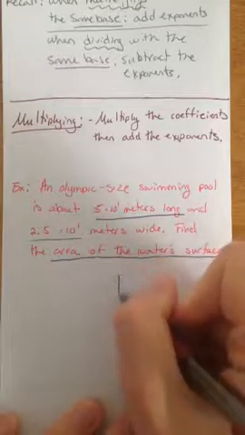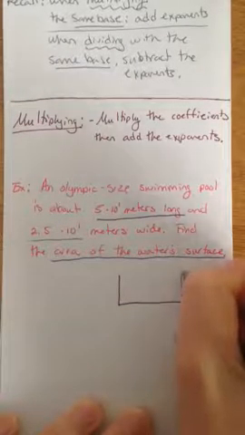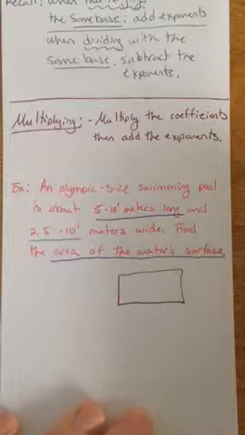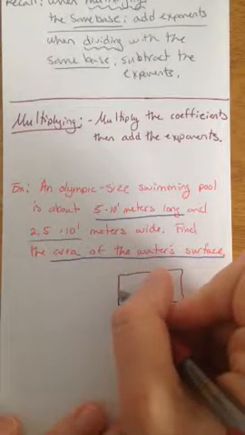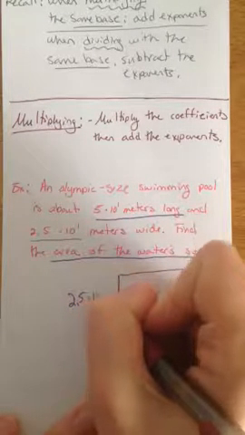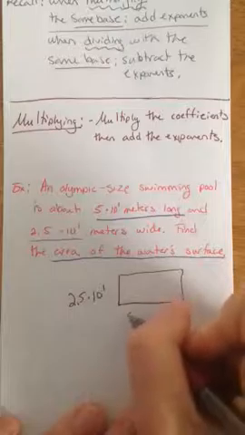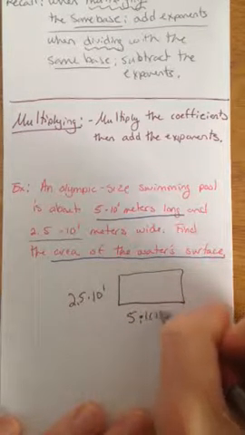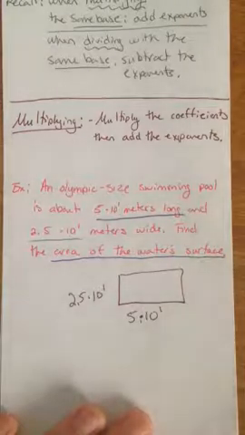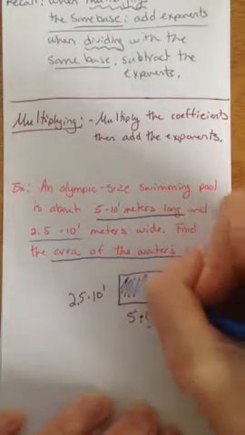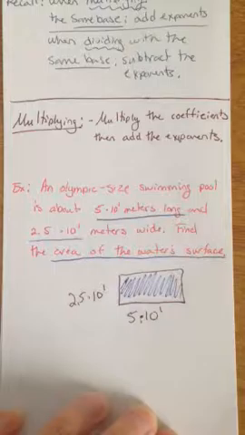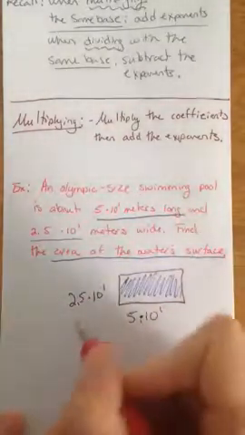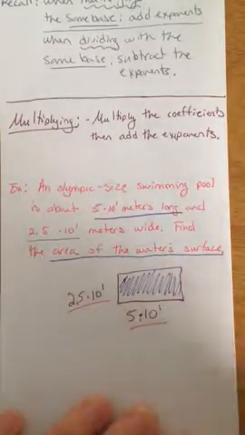So if I'm thinking about this, I have my pool. Drawing a picture always helps. My width is 2.5 times 10 to the 1, and my length is 5 times 10 to the 1. And they want to know the water's surface area here. So remember, it's finding the area of a rectangle, which is length times width.